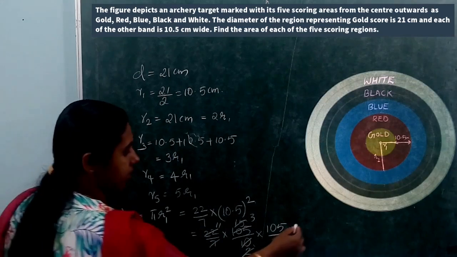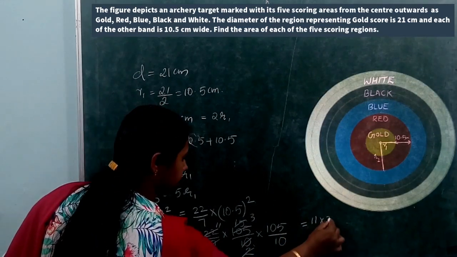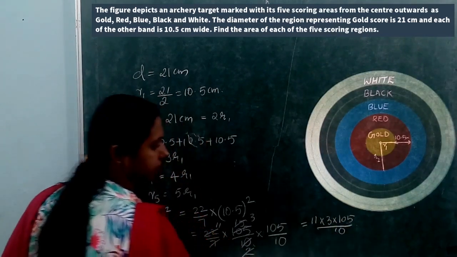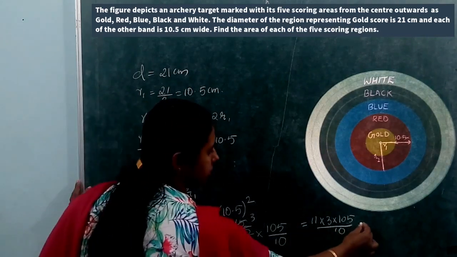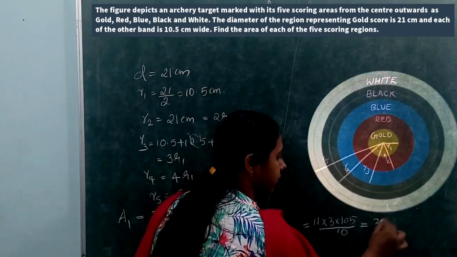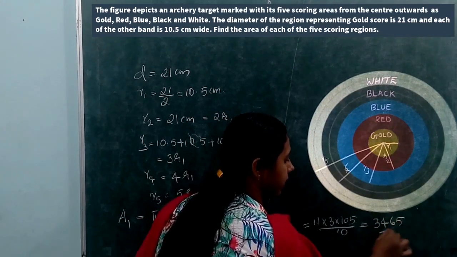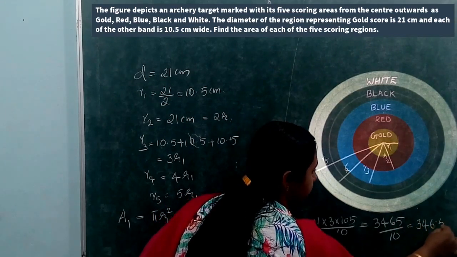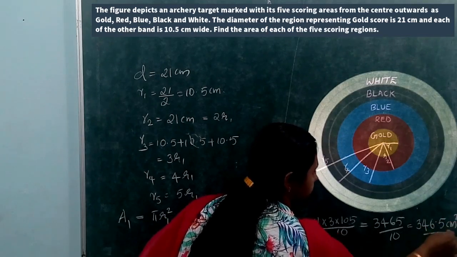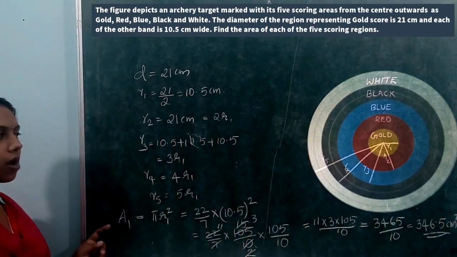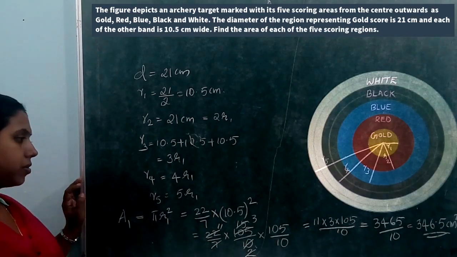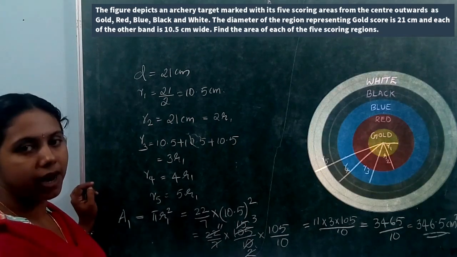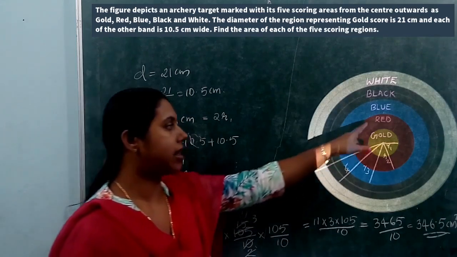Then that is equal to 11 into 3 into 105 divided by 10. That is equal to 3465 divided by 10. That is equal to 346.5 centimeter square. So the area of the region gold is equal to 346.5 centimeter square. Now we can find the area of the region, red region.